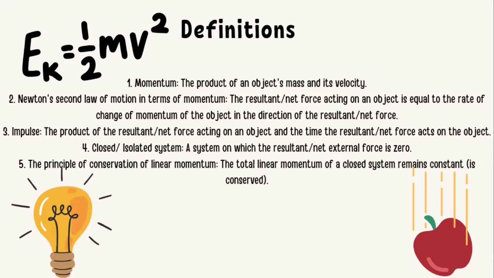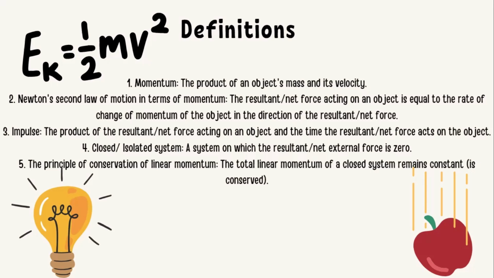So firstly, momentum is defined as the product of an object's mass and its velocity. Newton's second law of motion in terms of momentum is defined as the resultant or net force acting on an object is equal to the rate of change of momentum of the object in the direction of the resultant or net force. Impulse is the product of the resultant or net force acting on an object and the time for which the resultant or net force acts on the object.